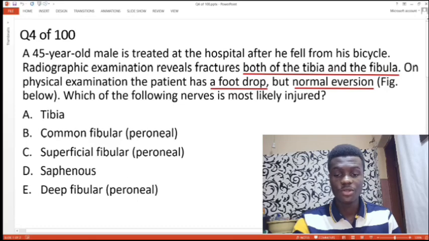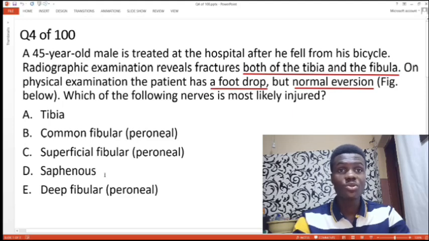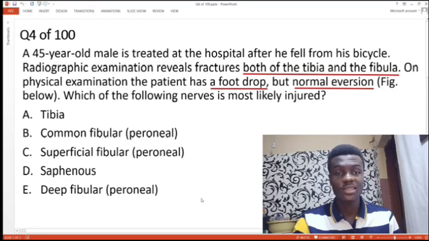So the saphenous nerve, option D now. The saphenous nerve is the nerve that branches from the posterior branch of the femoral nerve. It's a cutaneous nerve actually. It doesn't have any motor innervation, and it supplies the skin on the medial side of the leg and the medial border of the dorsum of the foot up to the ball of the big toe. That is what it does. It does not give any motor innervation, so it is not the correct answer.